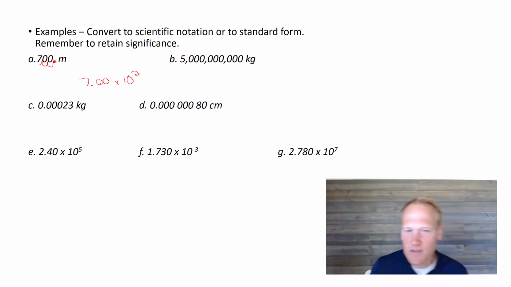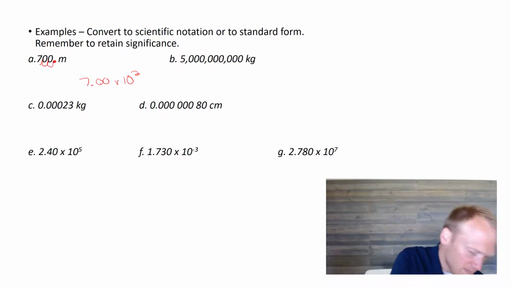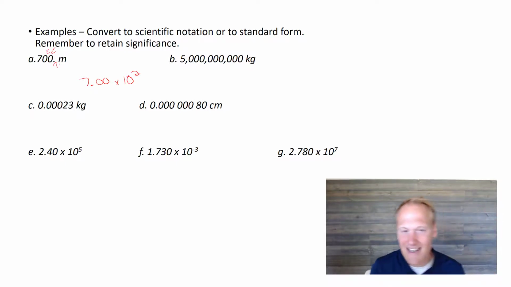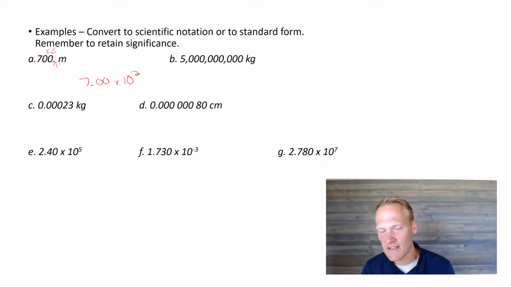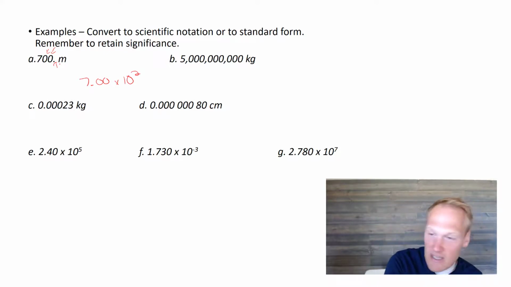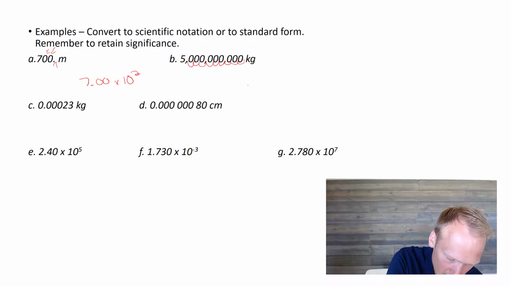Notice how I kept those 2 zeros. Why did I do that? It's because when I started, those 2 zeros were significant because there's a decimal there, and therefore I need to start and end with 3 sig figs when I'm going to scientific notation. B is different though. B, there's no decimal, so these zeros are not significant. So I'm going to go 1, 2, 3, 4, 5, 6, 7, 8, 9. So I already know that this is times 10 to the 9th.